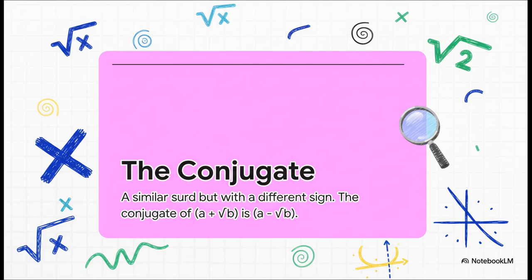So, to solve this little puzzle, we bring in something called the conjugate. Now, it sounds fancy, but it's a really simple and powerful idea. The conjugate is just the expression's twin, but with the middle sign flipped. So for 3 plus the square root of 2, the conjugate is 3 minus the square root of 2.